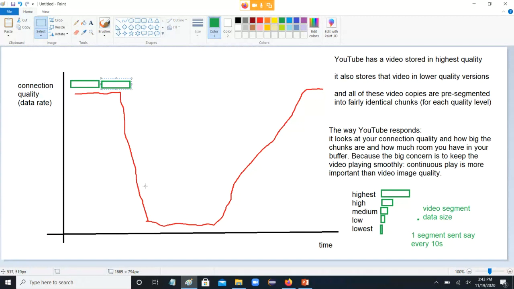But what happens then? The next time it's ready to send you a segment, oh, it's dropped off a cliff. So maybe YouTube is going to send you, maybe your buffer's still good. It sends you a medium-sized segment.